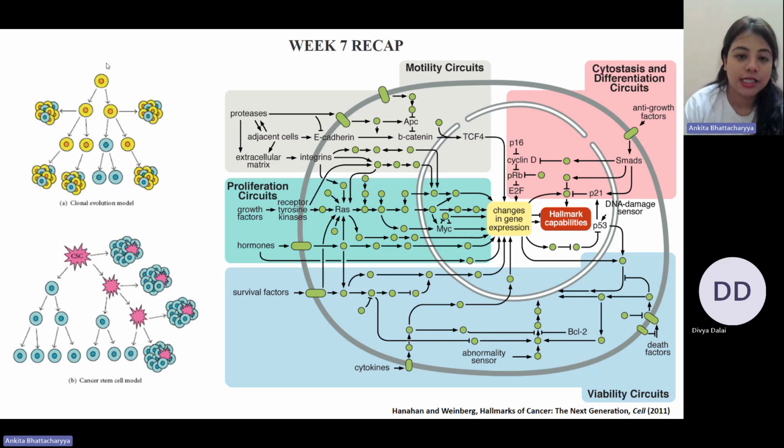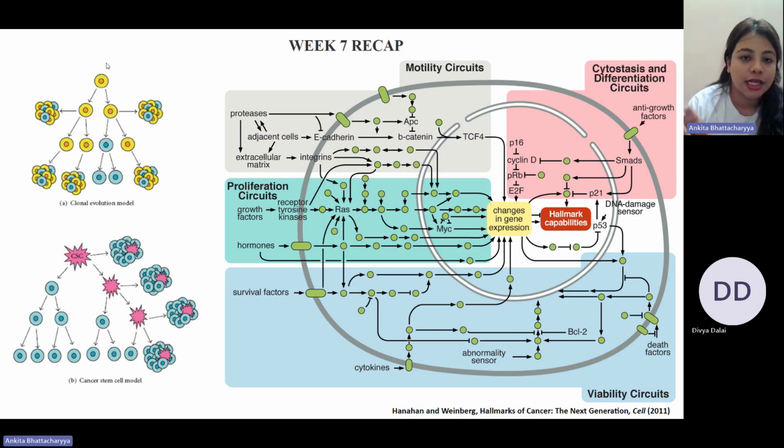So we have motility circuits. When we say motility circuit, it basically means circuits or signaling pathways that are allowing these cells to become motile, or for them to move or metastasize from one region to another. The second are cytostasis and differentiation circuits, which are controlled by some anti-growth factors, which are now no longer functional. So those set of cells are there. We have viability circuits, which are allowing cells to be viable, or allowing cells to persist despite the pro-apoptotic signals that might be there. And of course, we have proliferation circuits as well.